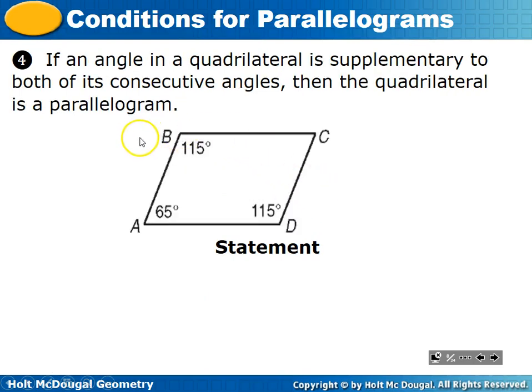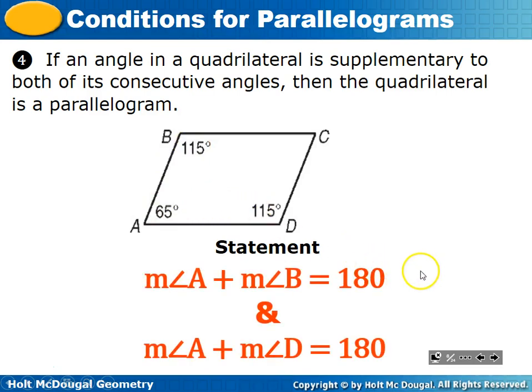The fourth one says if an angle in a quadrilateral is supplementary to both of its consecutive angles, then the quadrilateral is a parallelogram. So that means when I add A to B, it would be 180, and when I add A to D, it would be 180. We have to have both of these now, not just one, but both.